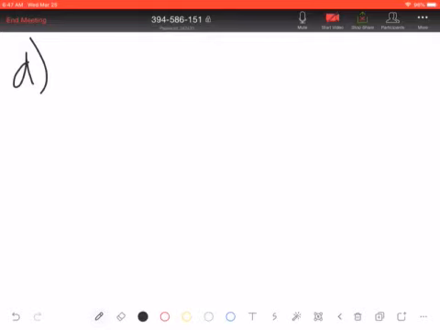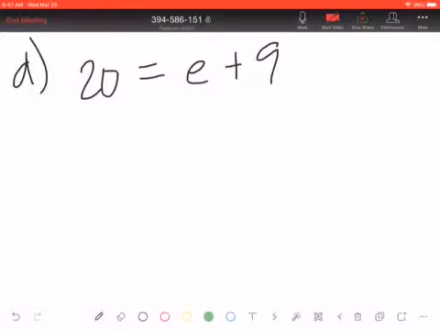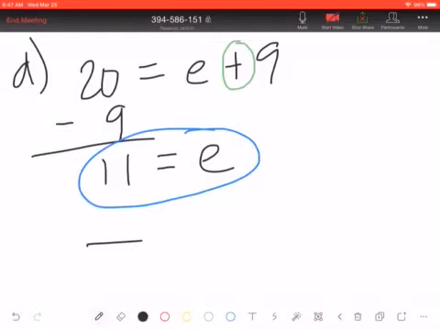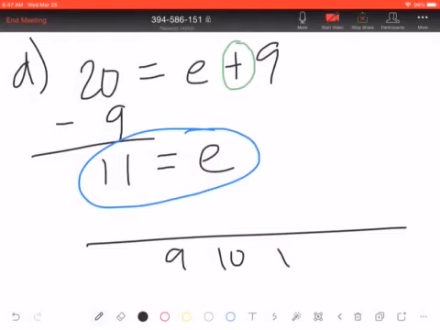But here's D. This one's got 20 equals E plus 9. So they're just trying to trick you by writing things in a different order. So our operation is addition, so we're going to solve by doing subtraction. So we're just going to do it over here this time. You're going to subtract 9. Gives you 11, right? 11 equals E. So that's the only solution. So you're just going to graph 9, 10, 11, 12. And 11, of course, would be right there.